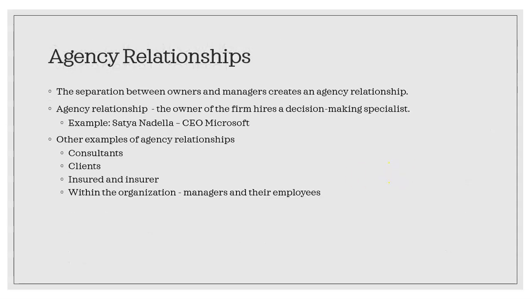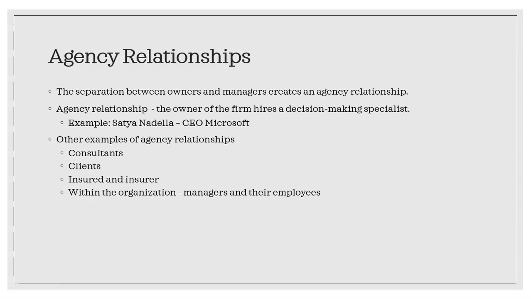So what is an agency relationship? By definition, it is the separation between owners and managers. So the person that owns the firm does not manage the firm. And the relationship between that owner and the person that manages the firm is called the agency relationship. The owner of the firm hires a decision specialist. So for example, even though Bill Gates owns Microsoft, the CEO of Microsoft is Satya Nadella. And there are many other examples that I could use.